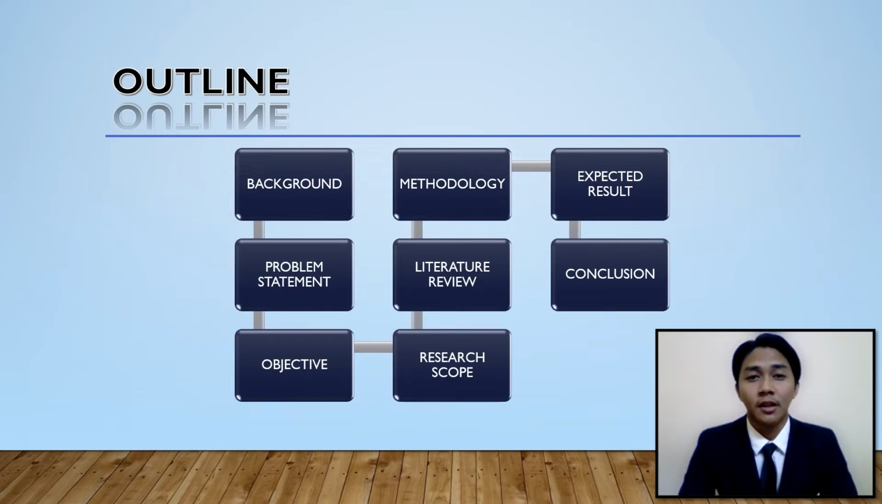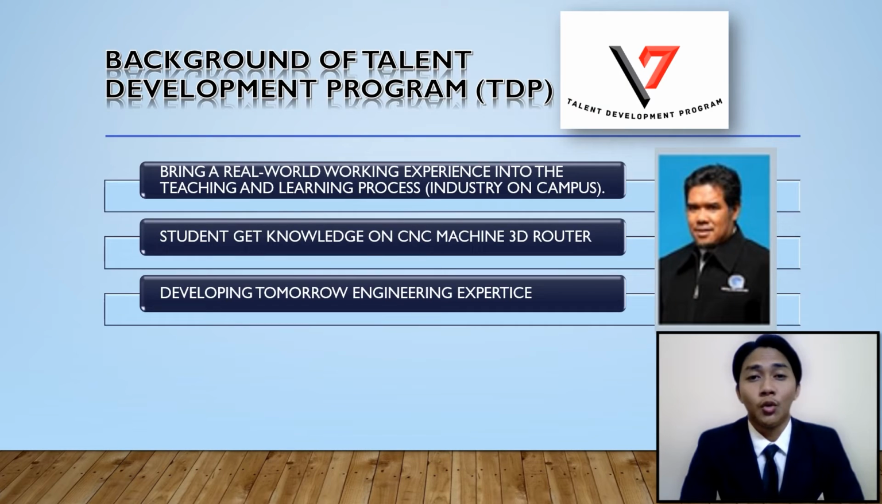First and foremost, here is the outline for my presentation for today, where I have 8 elements which include background, problem statement, objective, research scope, literature review, methodology, expected result, and conclusion. Without further ado, I will start on the background.